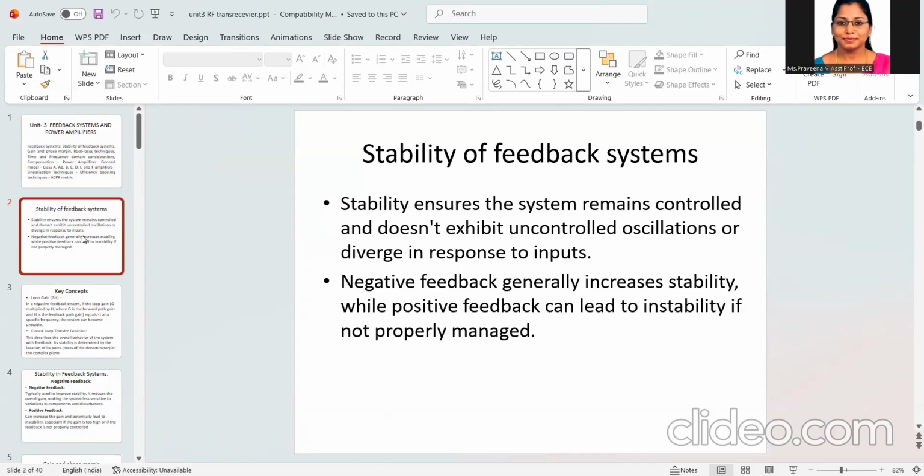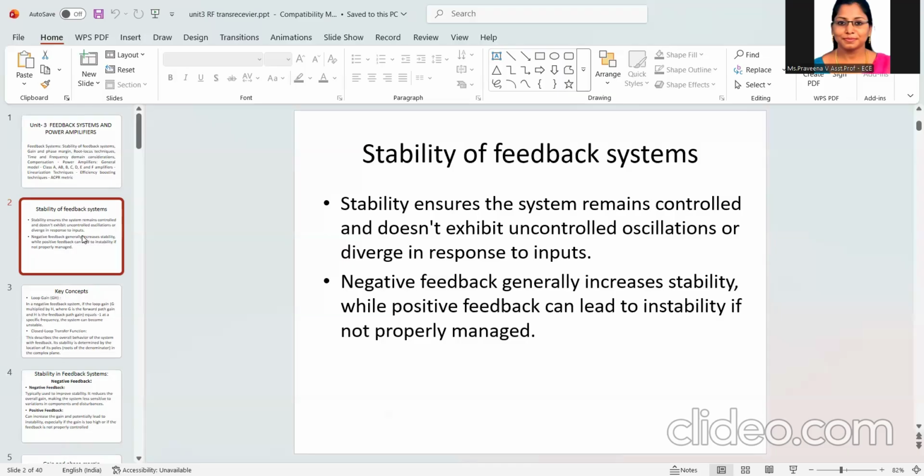Let us see the importance of stability. It ensures reliable and predictable system performance, and it prevents excessive oscillation and system failure. That is the main important point in stability. It also maintains an accurate output in the presence of disturbance, and it is very essential for communication, control, and electronic systems. What is the role of feedback in stability?